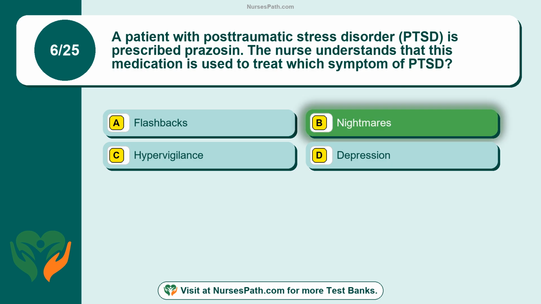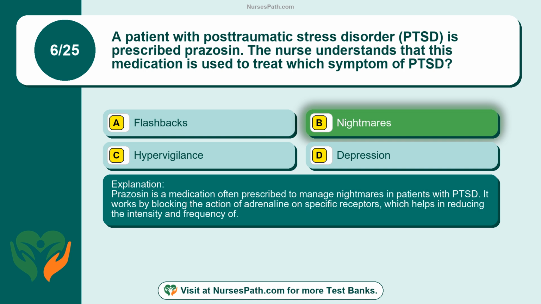Nightmares. Prazosin is a medication often prescribed to manage nightmares in patients with PTSD. It works by blocking the action of adrenaline on specific receptors, which helps in reducing the intensity and frequency of.